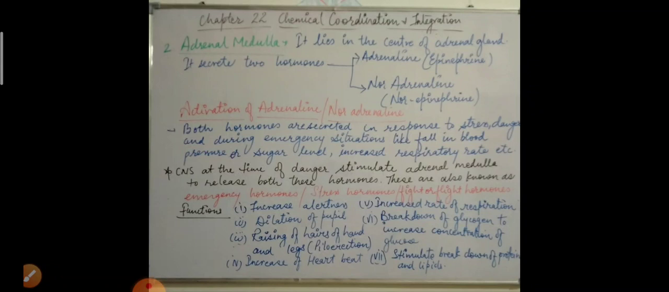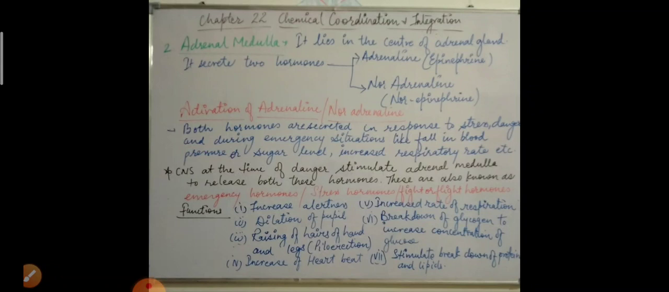Now, what are the functions of these hormones? It increases alertness. The person becomes more active and alert. The pupil of the eye becomes dilated. Then there is raising of hairs on hands and legs. When we are in danger, our body hairs rise up. That raising of hairs of hands and legs is called piloerection. It increases the heartbeat and the rate of respiration as it acts on the heart and lungs. So the rate of respiration increases, and heartbeat increases.